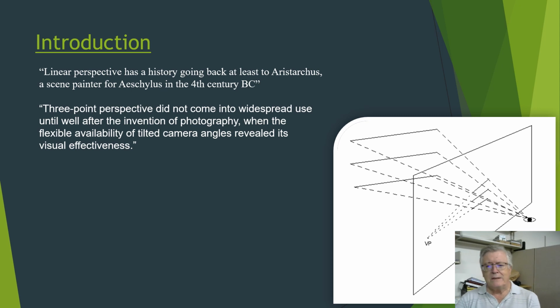So the introduction to this, you can see the photograph here. Linear perspective has a history going back at least to Aristarchus, a scene painter for Iseclius, if that's the way you pronounce it, in the 4th century BC. 3-point perspective, that if you check, there's 1 point, 2 point, and 3 point. 3-point perspective did not come into widespread use until well after the invention of photography, when the flexible availability of tilted camera angles revealed its visual effectiveness.